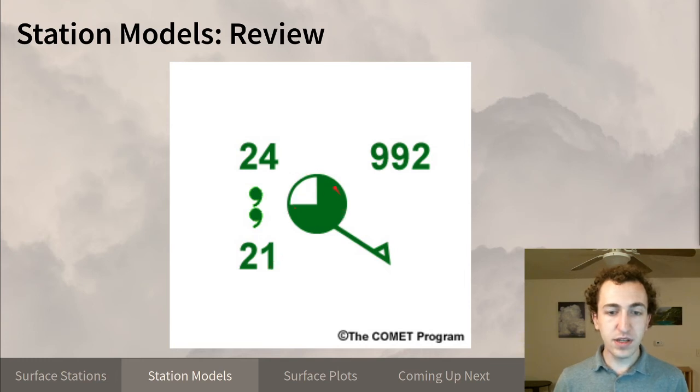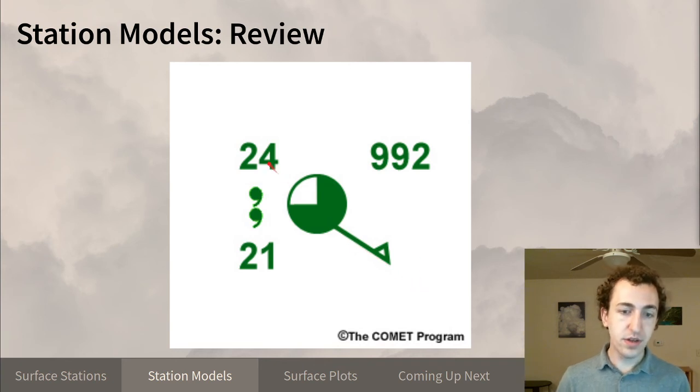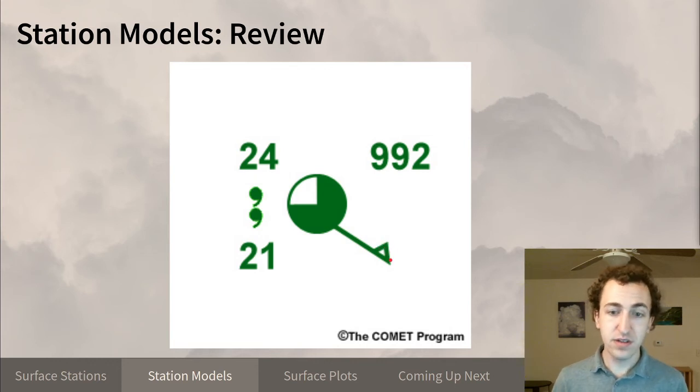Our circle in the middle is 3/4 filled, so that means we have about 3/4 sky cover, or mostly cloudy. Our wind barb over here is pointed off to roughly the southeast, so that means we have a southeasterly wind that's blowing from this direction to this direction. And what we have here is a flag, so it's 50 knots.